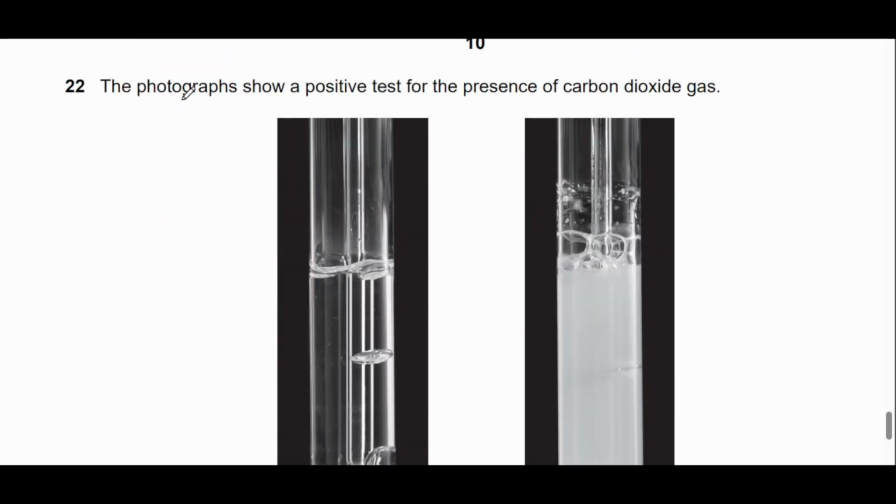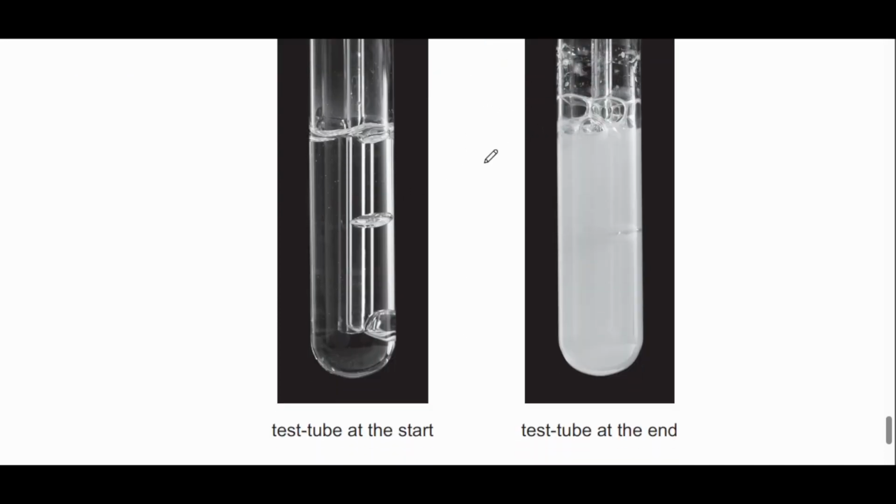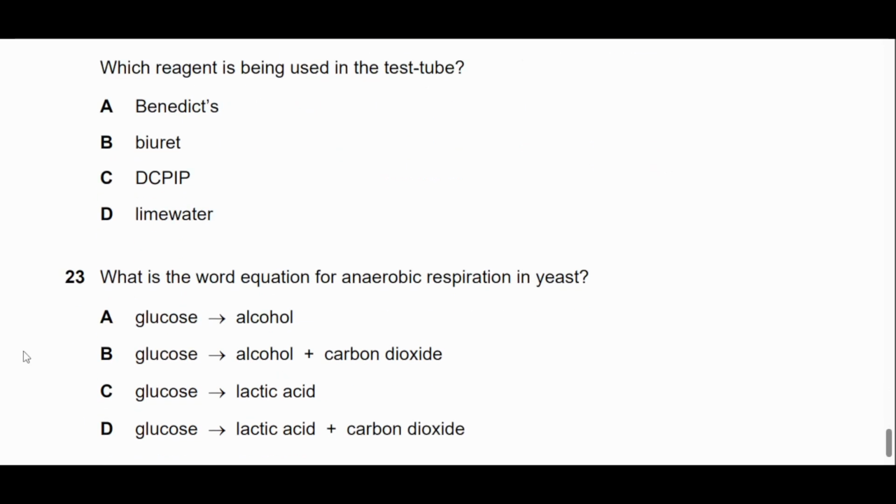22. The photograph shows a positive test for the presence of carbon dioxide gas. Okay. It's a clear solution, so as you add in the gas, it will turn cloudy. Which reagent is being used in the test tube? Very simply, it's lime water. It turns cloudy in presence of CO2, right? DCPIP is test for vitamin C. Biuret is for protein. Benedict's is for reducing sugar.